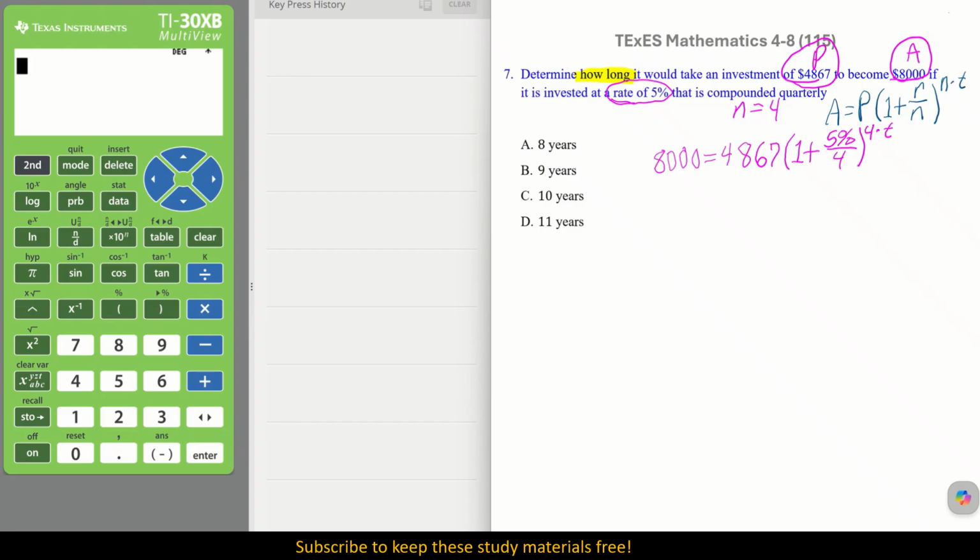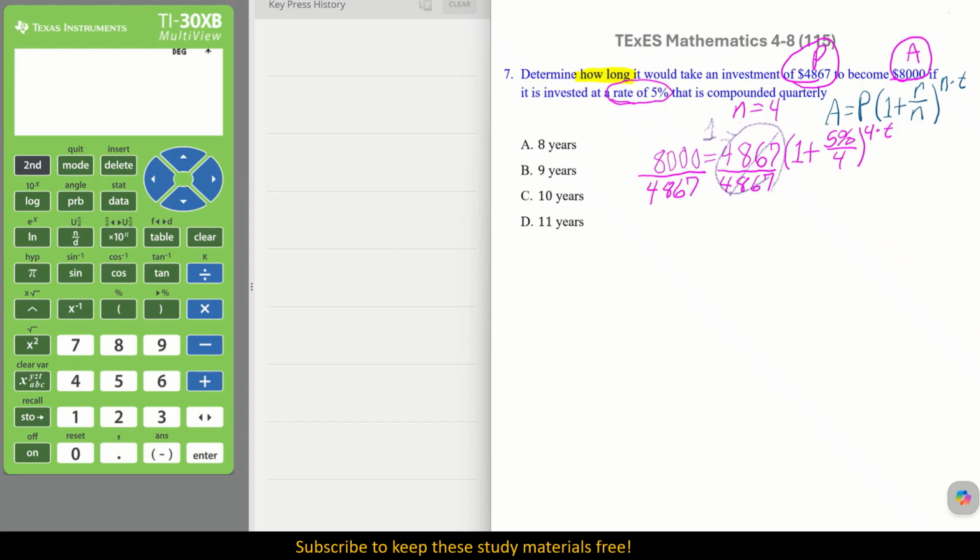Now, how do we tackle this? The first thing you need to do is clean things up to get t on its own. Well, we divide both sides by 4,867. Now what happens? Everything in front of the parentheses equals 1, so it goes away. Now that we've gotten rid of that, we need to apply the natural logarithm or a logarithm. I prefer the natural log. Apply it to both sides.